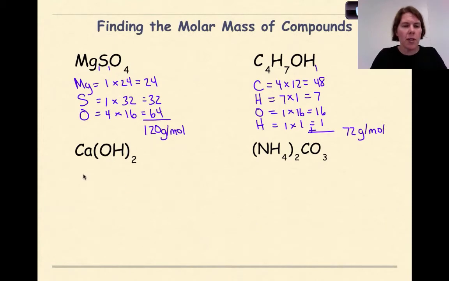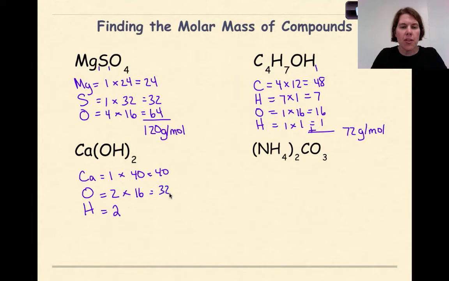So again, I'm going to list my elements, Ca, O, and H. And here I have to be careful because I'm working with parentheses, so I'm going to have to distribute. So I have 1 Ca, 2 oxygens because the 2 distributes through, 2 hydrogens. The atomic mass of calcium is 40. And then we have 16, and that gives me 32. And this is 1, and so this is 2. I add all these up, and I get 74 grams per mole.